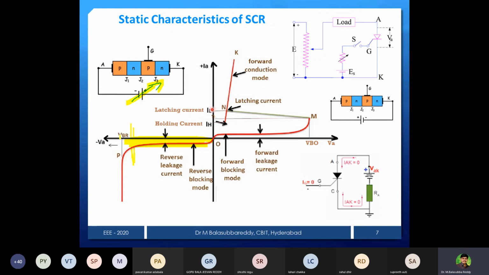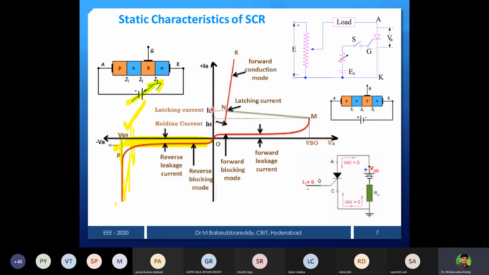If you increase this voltage still further, at a certain point the voltage across cathode to anode is VBR, and then the junctions J1 and J3 break down. That mode I call the reverse conduction mode of operation. This voltage VBR I call the reverse breakdown voltage. VBO is the forward breakover voltage. Now it conducts directly and sharply; it will not be linear. This will not happen in normal operation.